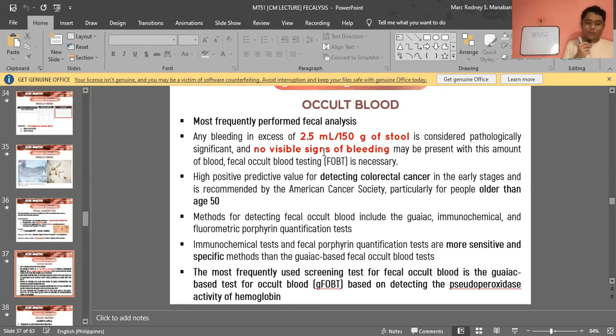All right? Now, methods for detecting fecal occult blood, you have the guaiac, immunochemical, and fluorometric porphyrin quantification test. The immunochemical methods are, of course, more sensitive and specific than the guaiac. Pero ang pinaka-common na gina-perform are the guaiac. Okay, the guaiac fecal occult blood test. Okay? And what is the principle?